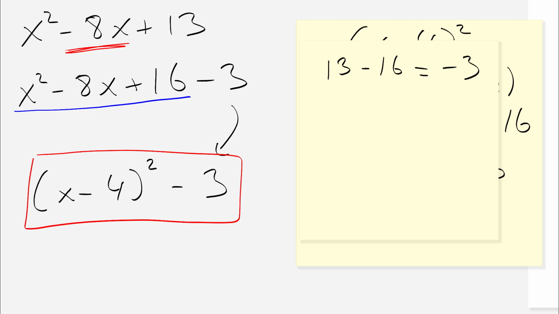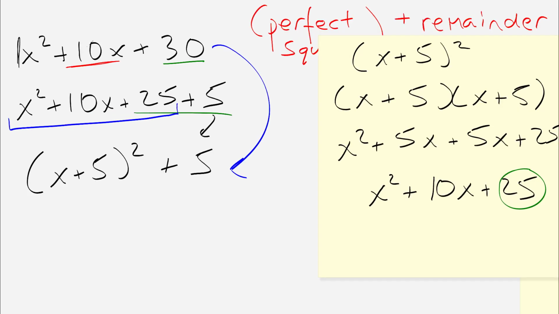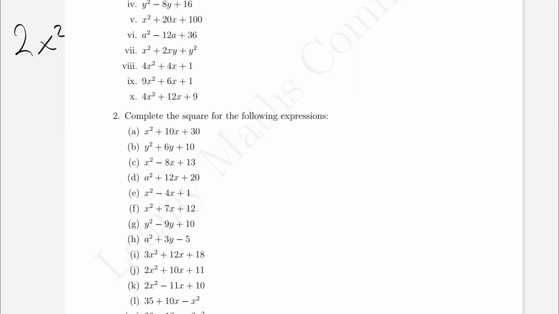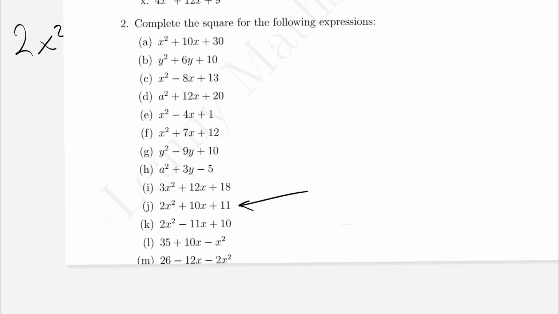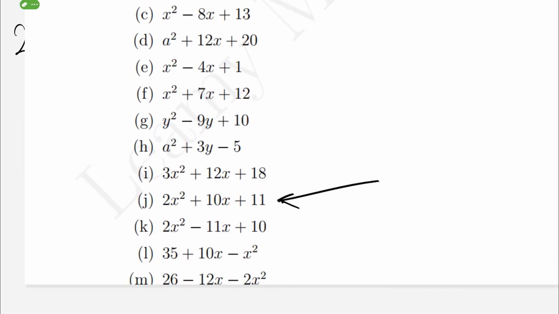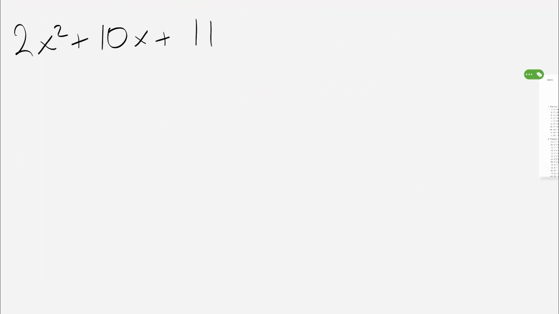It is important to understand that the method I've just shown you is for situations where you just have a 1x squared. So both of the examples I showed you, you just had a 1x squared. What we need to do now is look at an example where you have something other than a 1. So I'm going to look at this part here, part J, 2x squared plus 10x plus 11. So if you have a number rather than 1 in front of the x squared, the best thing to do is just factorize that out, and then everything else remains the same.